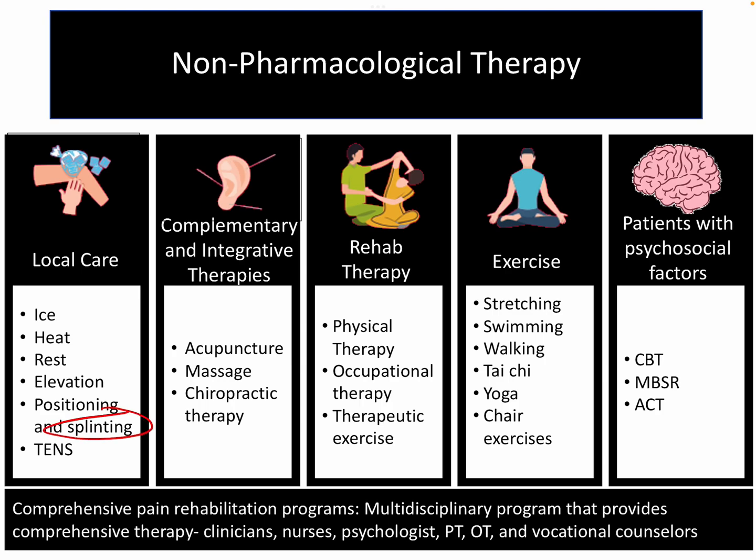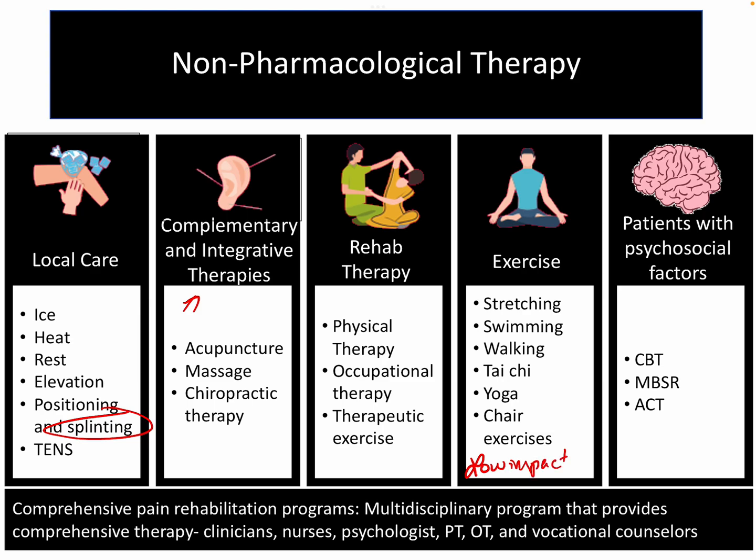Now, TENS is these electroshock compulsive therapies that mostly physical therapists do. What they do is it provides a shock to the area, and it can be very helpful as far as pain management. As we look at comprehensive and integrative therapies, you see things like acupuncture, massage, and chiropractic therapy. Some patients do find relief with those. Rehab therapy, including physical and occupational therapy, exercising. You'll notice that most of these exercises are considered low impact exercises.